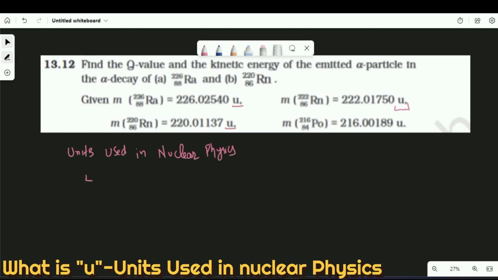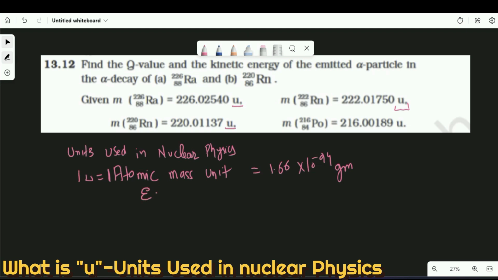This u is also called the atomic mass unit. This is one atomic mass unit, and it is equal to 1.66 into 10 raised to power minus 24 grams. I am not going into the derivation; I am straight away telling you what it means. And how do you get this? This is one atomic mass unit.